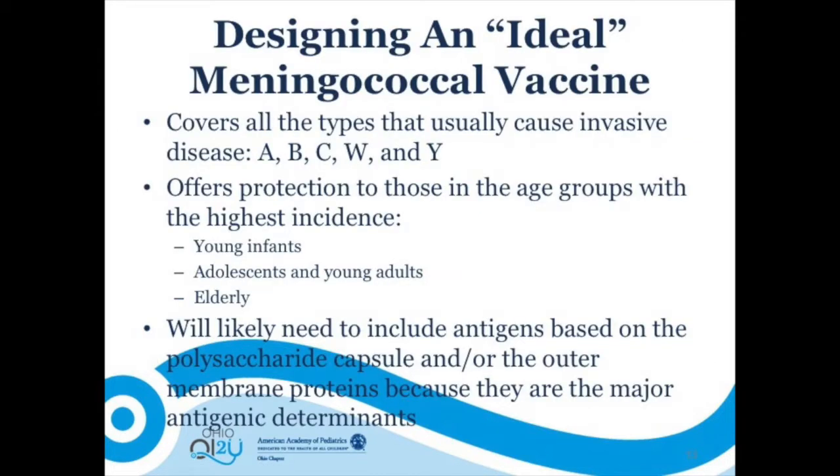So if we wanted to design an ideal meningococcal vaccine, we would have all the types in it that usually cause invasive disease. So it would cover A, B, C, W, and Y. And it would offer protection to the age groups who have the highest incidence of disease. So those would be young infants, adolescents and young adults, and the elderly. And it would likely need to include antigens based on the major antigenic determinants, which include the polysaccharide capsule and/or the outer membrane proteins. Next slide.